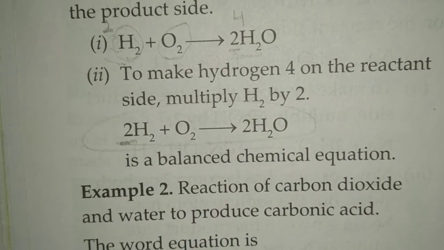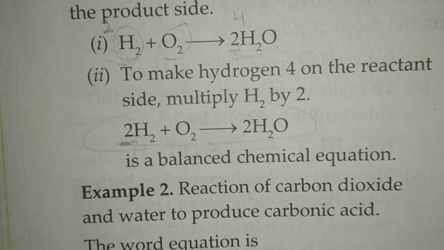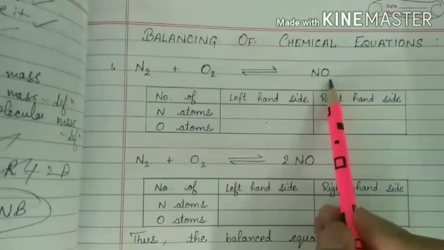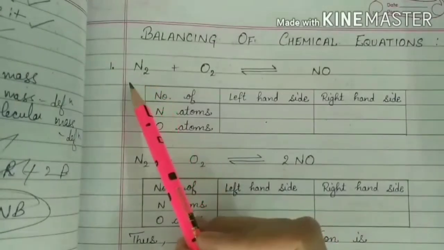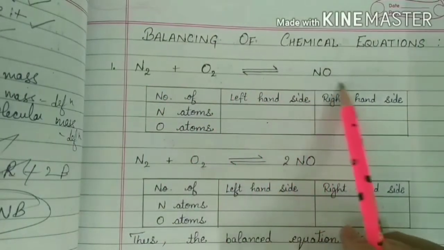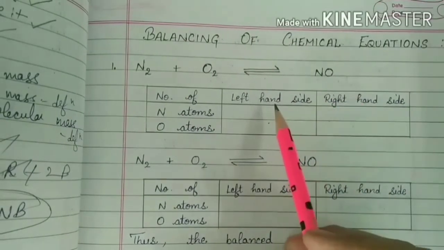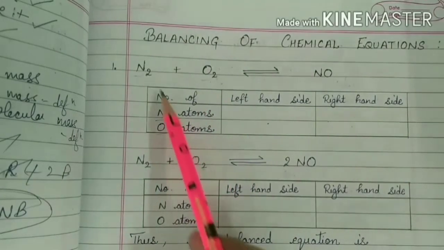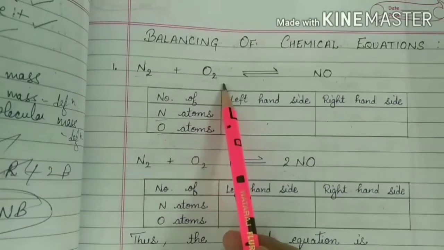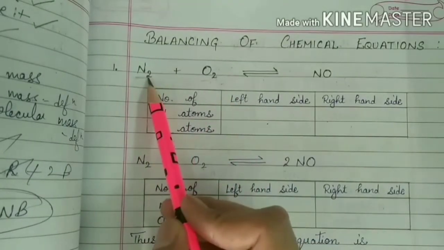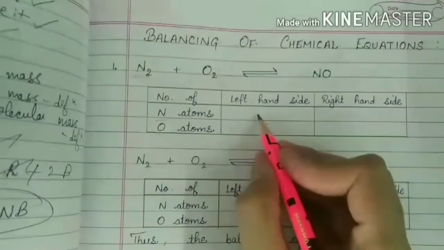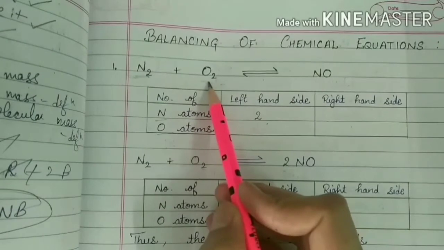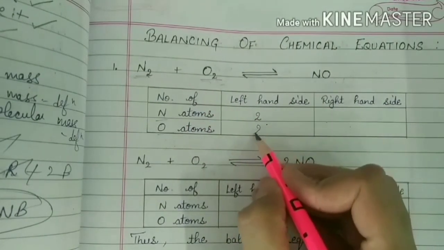In the similar way, now let us try to balance some more equations. Consider the chemical equation N2 plus O2 gives NO. Now let's count the number of atoms on reactant side and on product side. In this reaction, we have 2 elements, that is nitrogen and oxygen. On reactant side, that is on left hand side, number of N atoms, that is nitrogen atoms, is 2. So we can write here 2. Then afterwards, number of oxygen atoms on left hand side is also 2. So we can write here 2.